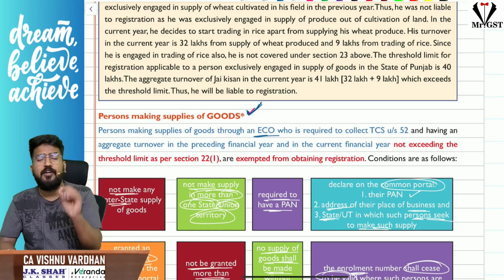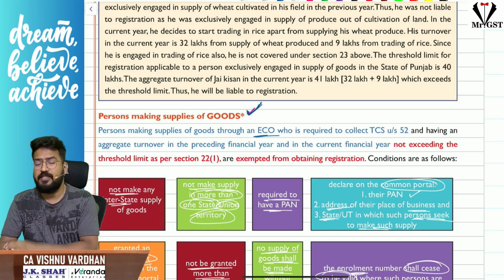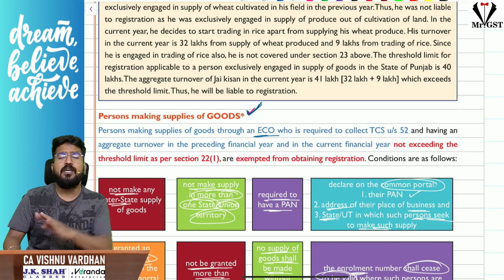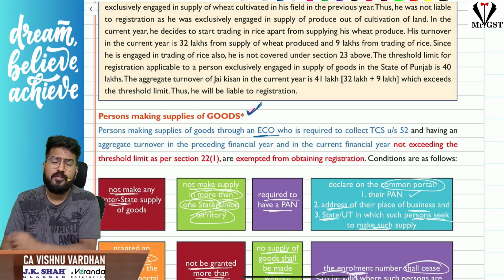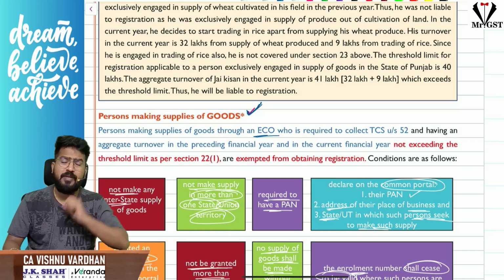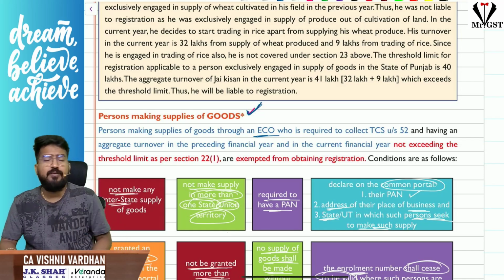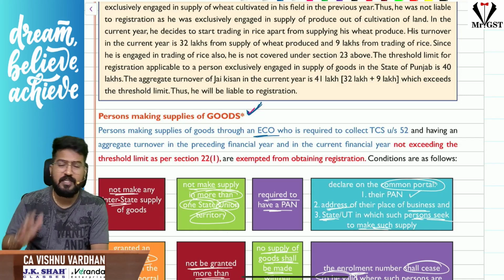Please understand, earlier we were not allowing people dealing with goods to sell through an e-commerce operator unless they got registration, because if they are making supplies through an e-commerce operator, they can make interstate supplies also. And we have a provision in section 24: if you are making interstate supply of goods, you should definitely take registration. So if I allow you to make sales through an e-commerce operator, you may make interstate supplies even without registration. Like that, the government had a fear.